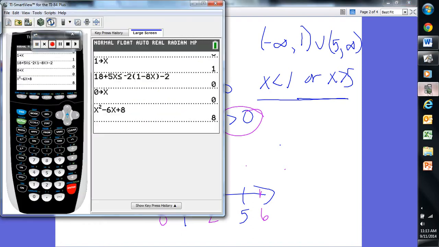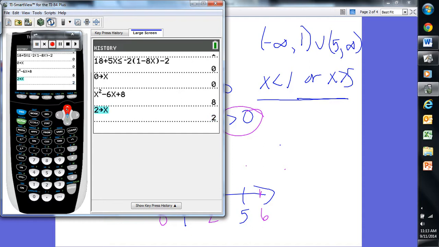Now I'm going to try 2. So I'm going to go 2 stow x, enter. And then I want to get this function back in, so I go up to that and I push enter.